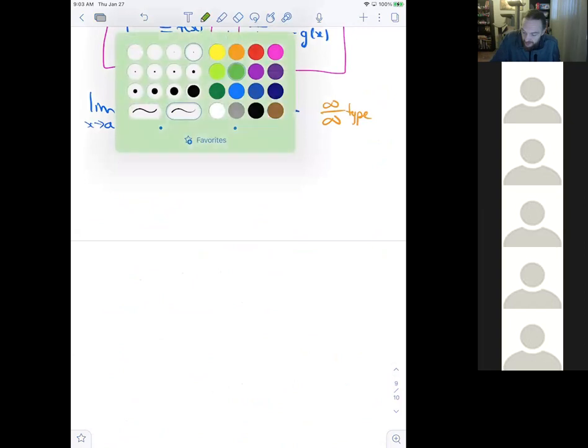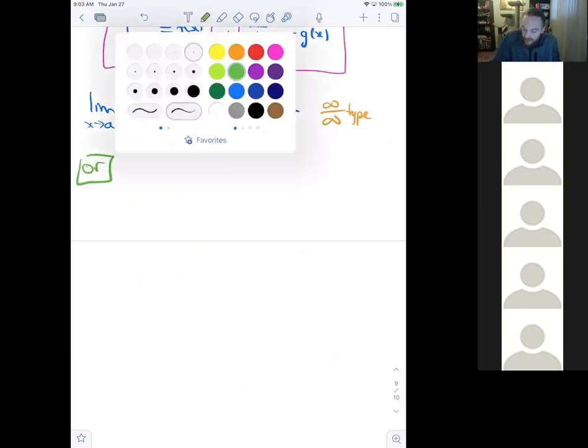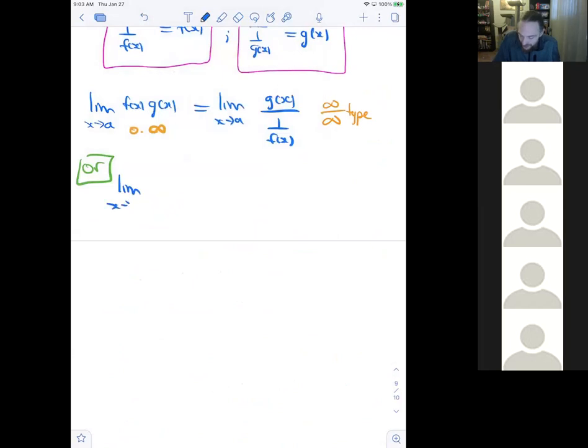Or I can write it as equally true, the limit as x approaches a of f of x over g of x. If this is 0 times infinity type, if g goes to infinity at a, 1 over g goes to 0. This equals the limit as x approaches a of f of x over 1 over g of x. I've just done 1 over g instead of 1 over f. But now what does that give me? That gives me 0 over 0 type. And then I can use L'Hospital's rule. So that's exactly what's happening here.